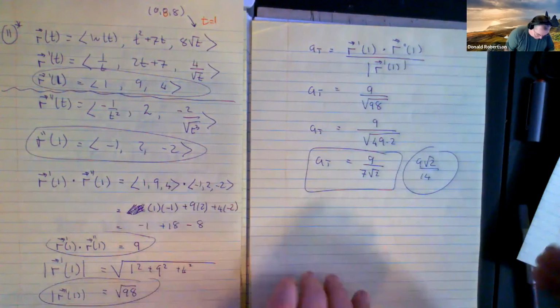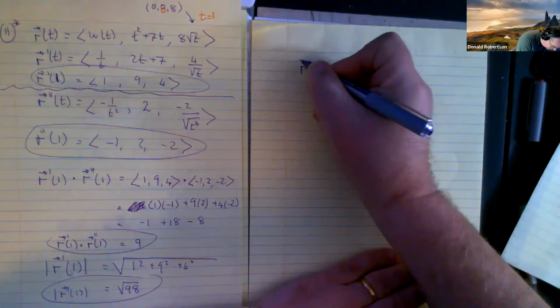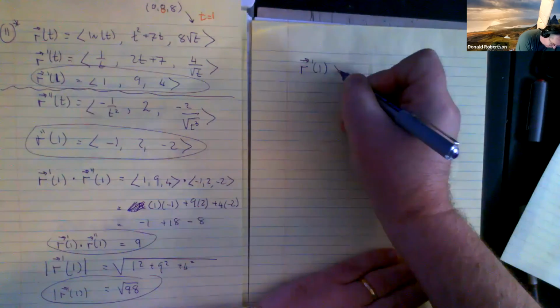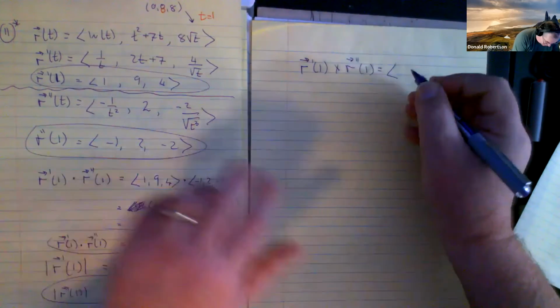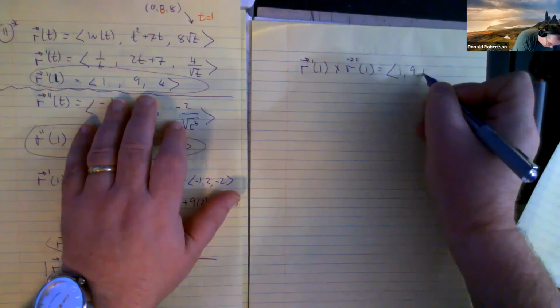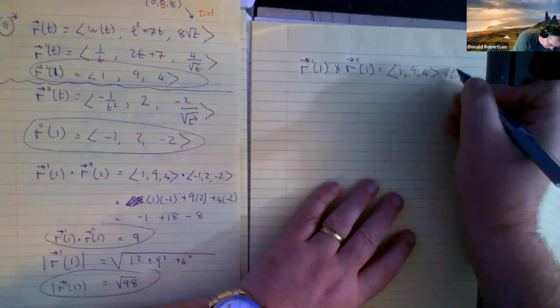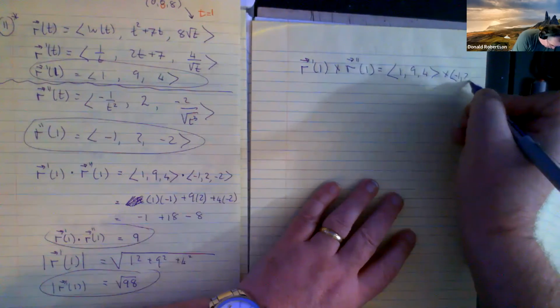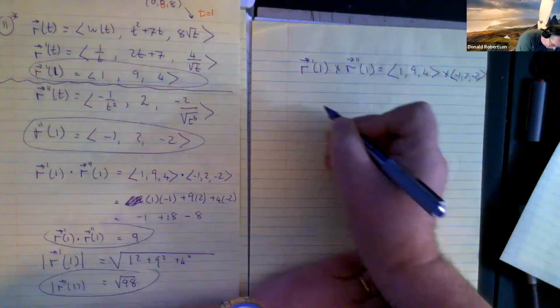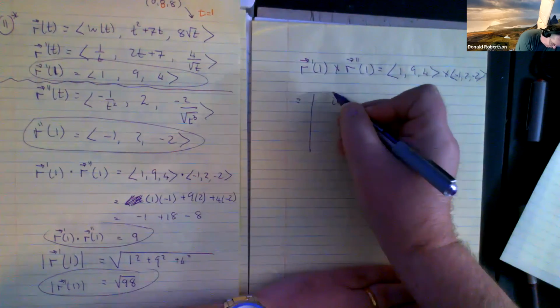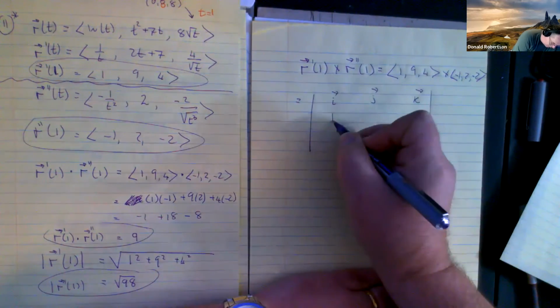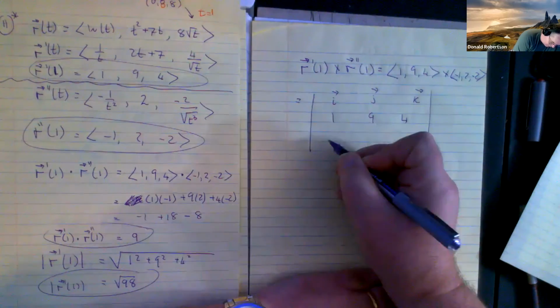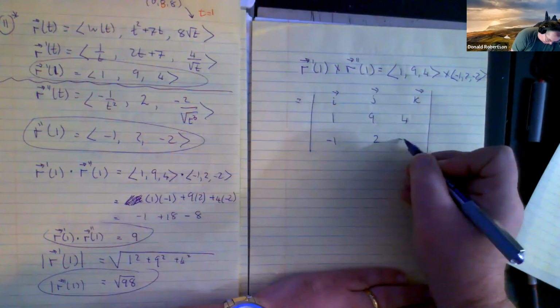Moving on then. And we'll take the cross product of the first and second derivative at 1. So it's going to be the cross product of 1, 9, 4 with the vector -1, 1, -2.